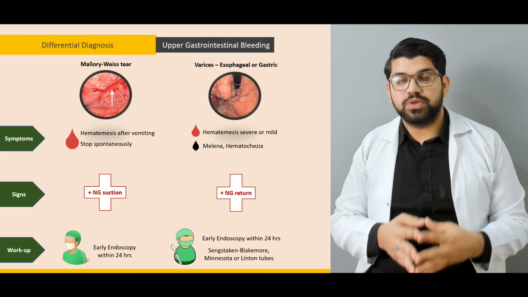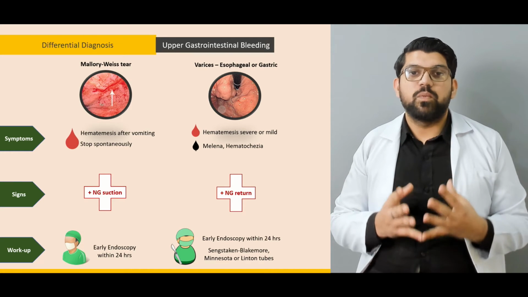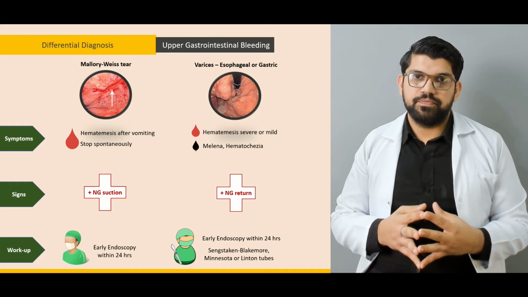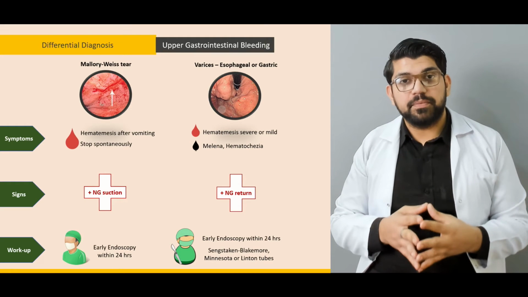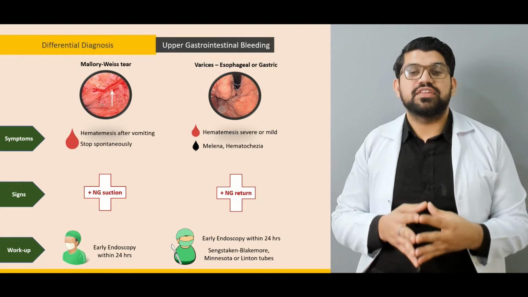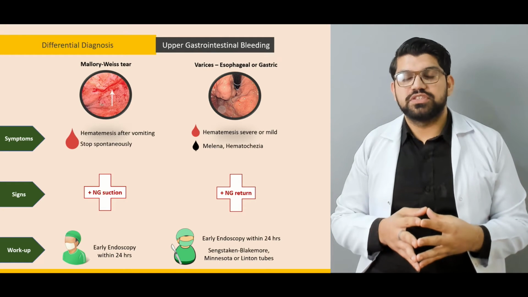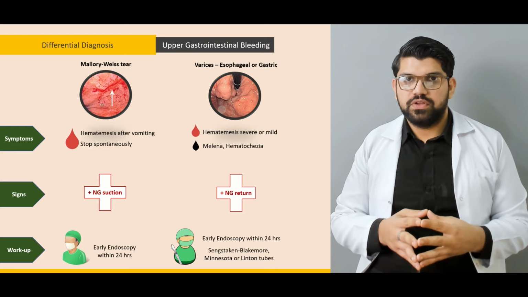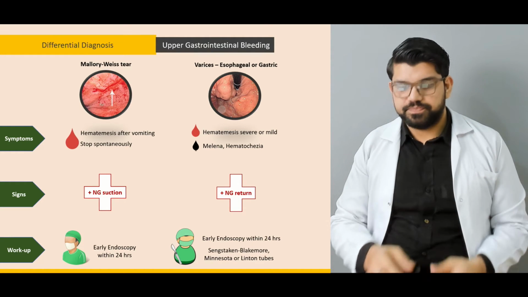Also, you can use Minnesota tube or Linton tubes. Linton tube is a one-balloon straightforward tube. So these tubes are widely used in setups where the endoscopist or the gastroenterologist is not available. They are easy to use and help to stop the bleeding.